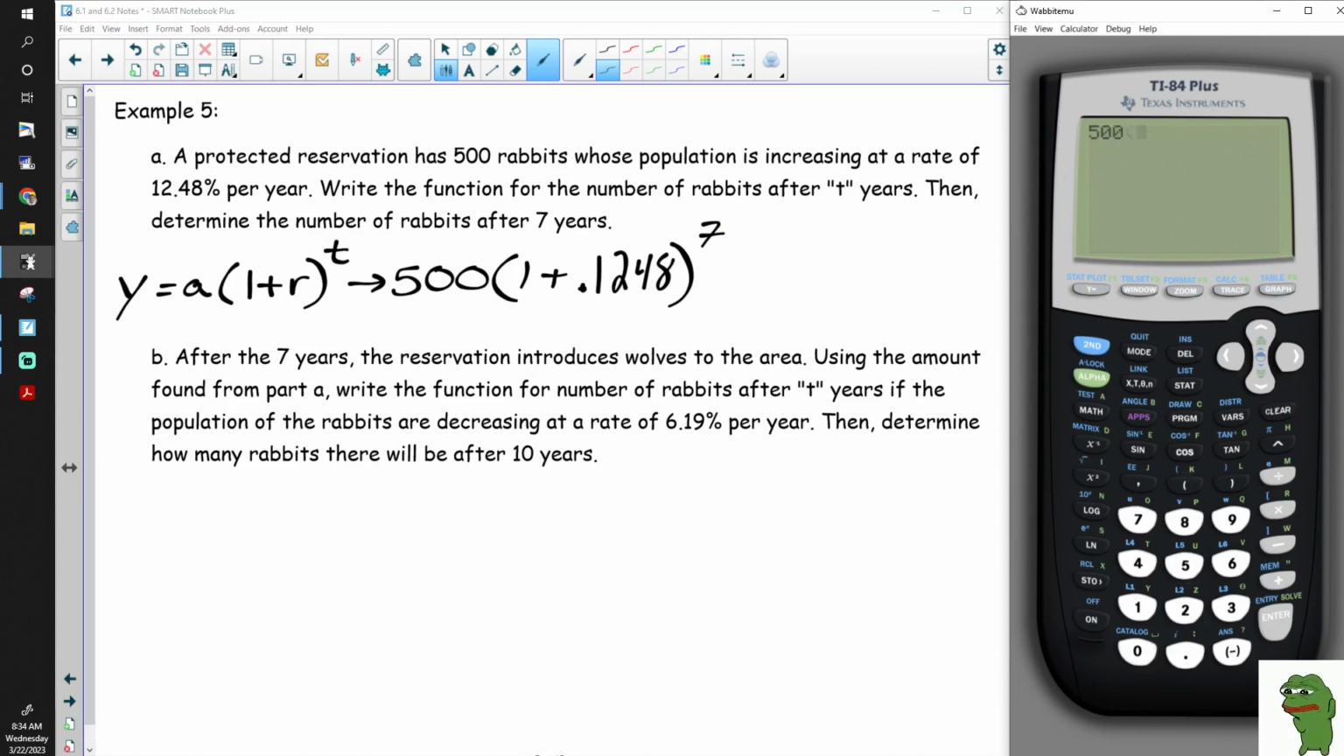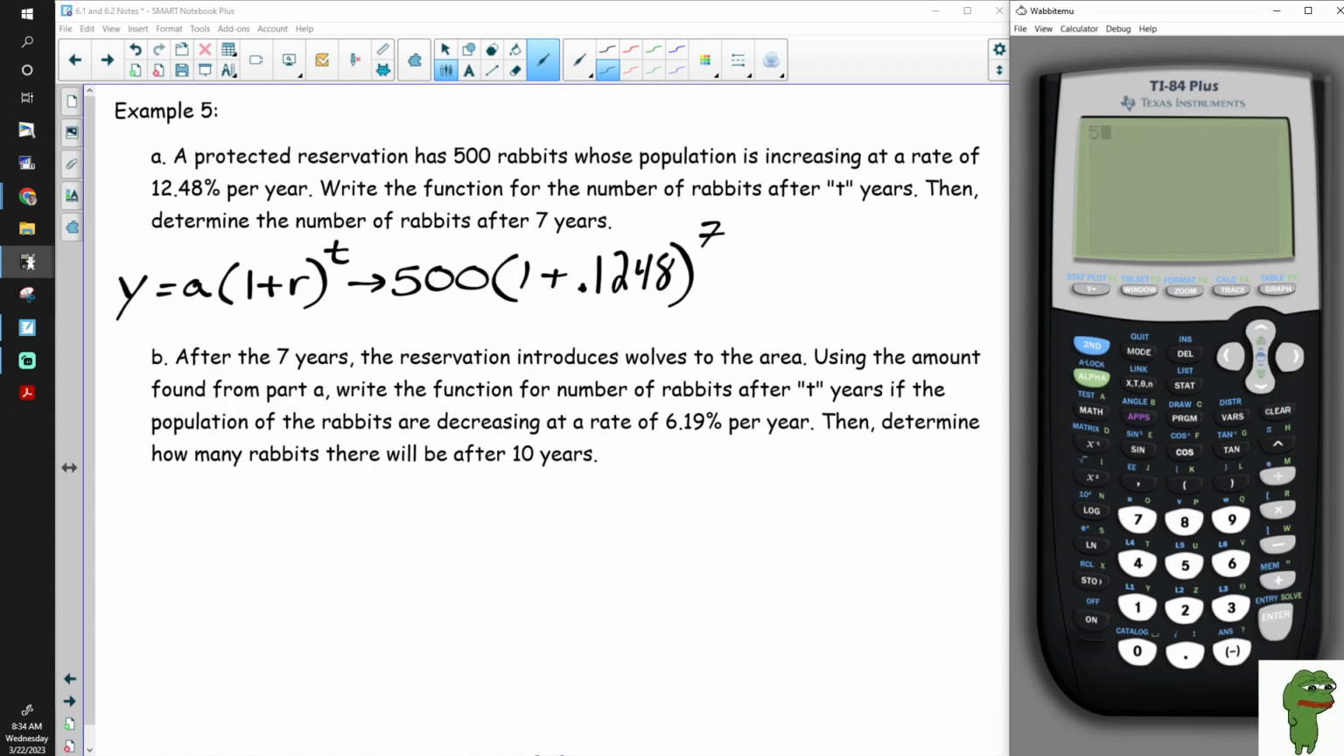500, 1 plus 12.48 to the power of 7. Click enter. You see what I did? What did I forget to do? When I plugged it in, what did I accidentally plug in? See how I plugged in 12.48 instead of 0.1248? See how my answer is super wacky? I got this e to the 10th. That's how you know you messed up.